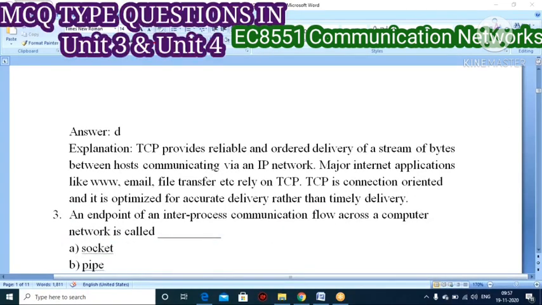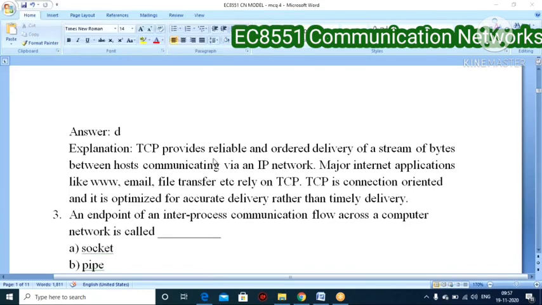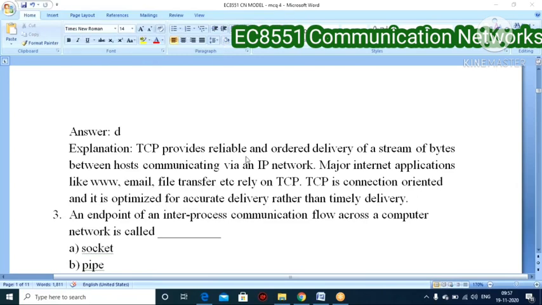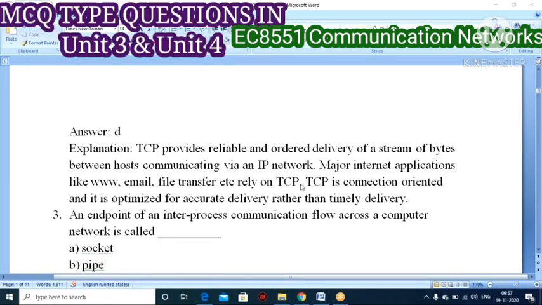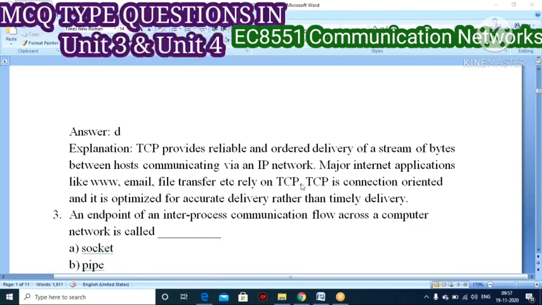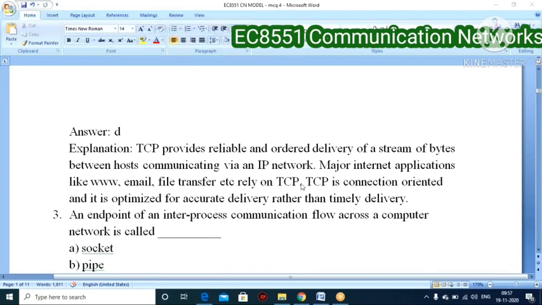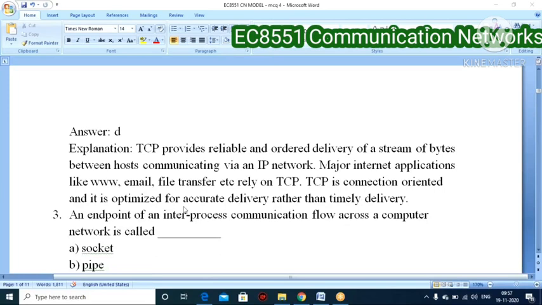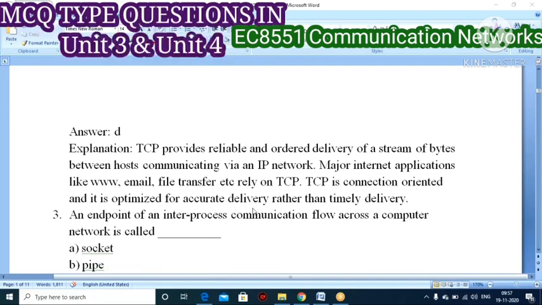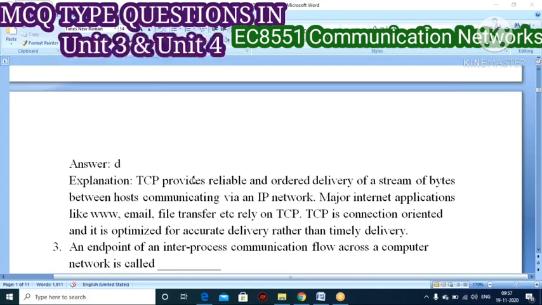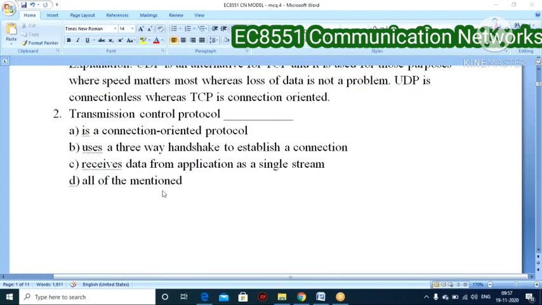See the explanation here. TCP provides reliable and ordered delivery of a stream of bytes between hosts communicating via an IP network. Major internet applications like the WWW, email, and file transfer rely on TCP. TCP is connection oriented, and it is optimized for accurate delivery rather than timely delivery. So option D is the correct one.